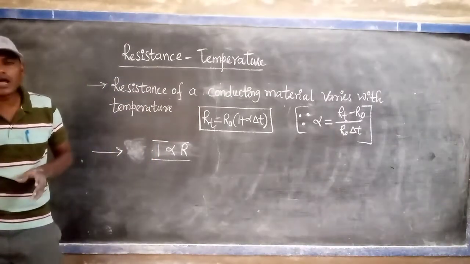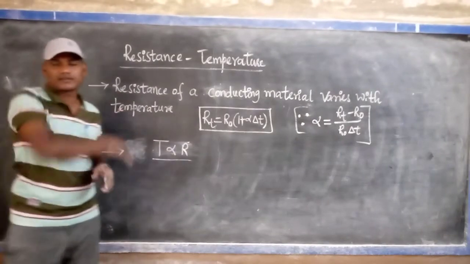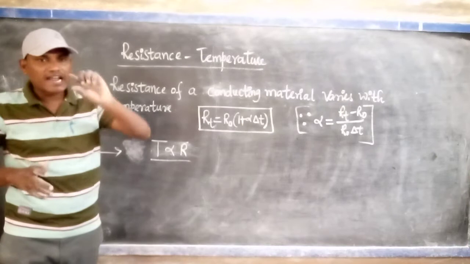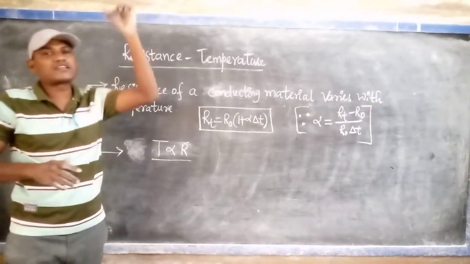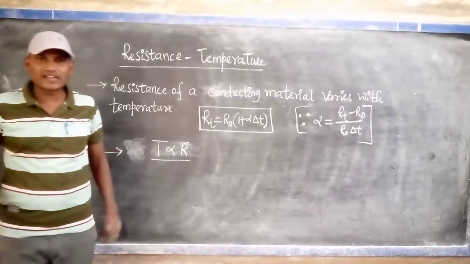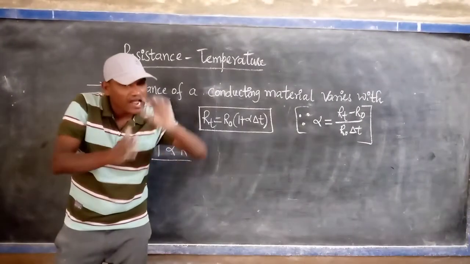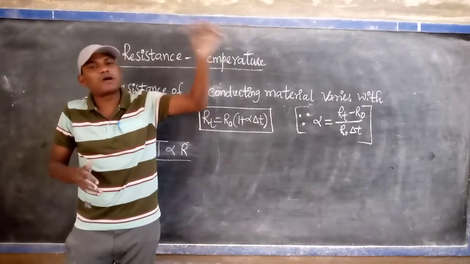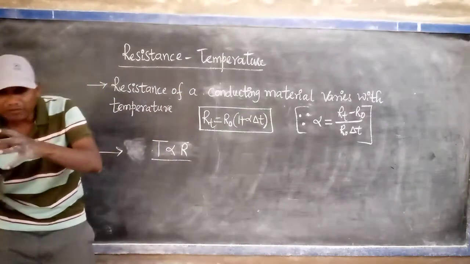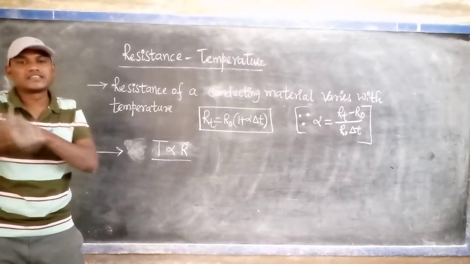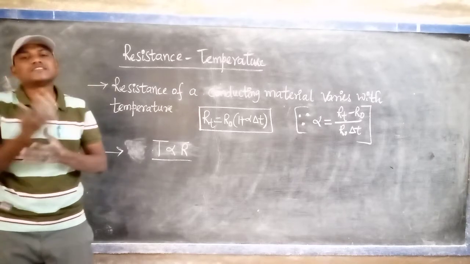So, according to the kinetic theory of matter, we know that if temperature increases, kinetic energy of molecules or particles also increases. I clearly explained this in the fifth chapter. If the temperature increases, kinetic energy of the molecules or particles also increases. If the temperature of the electrons increases, how does the temperature increase?